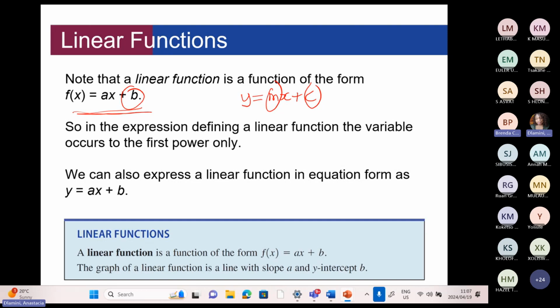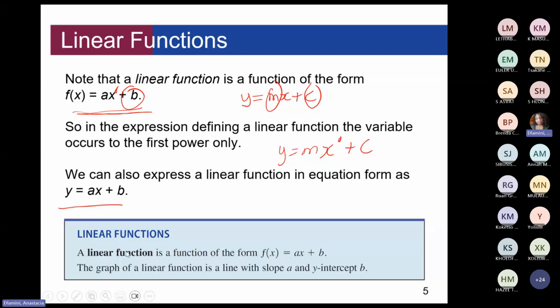Thank you. So in the expression defining a linear function, the variable occurs to the first power, meaning that this is to the power of 1. That's why it's called a linear function. So y equals mx to the power of 1 plus c, right? That is what they're saying here. It's the first power. So that's why it's a linear function. We can also express a linear function in the equation form as this one here.